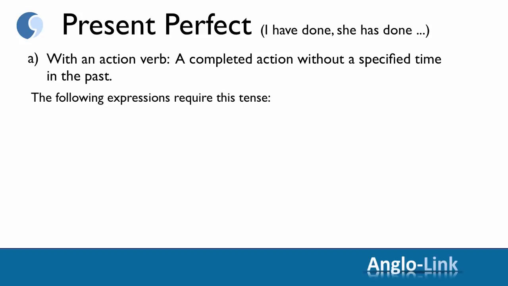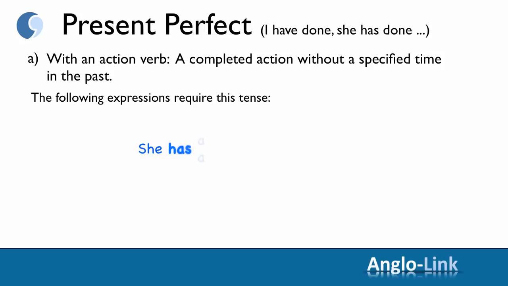The following expressions require this tense, because they do not refer to a specific time in the past. They mean some time in the past until now. So far. Already. Not yet. Recently. Just. Ever. Never. Today until now. This year until now. In the last few years. In the past week.